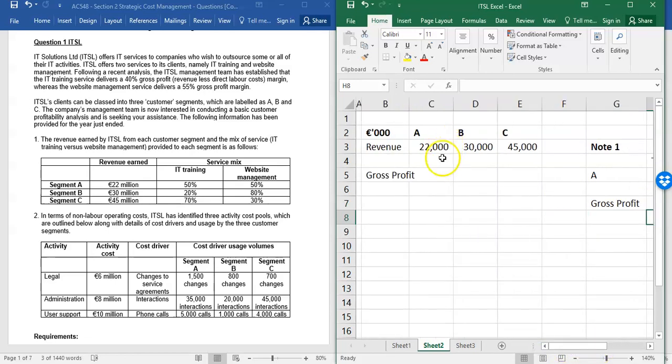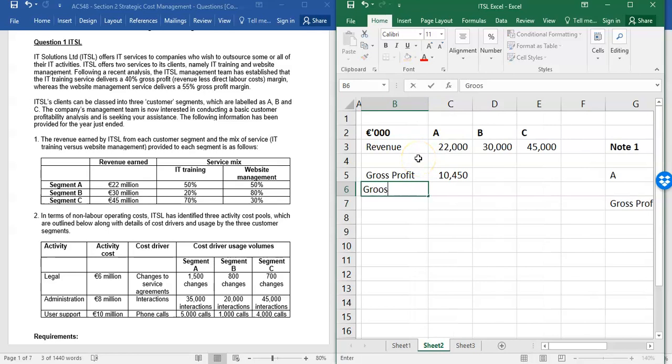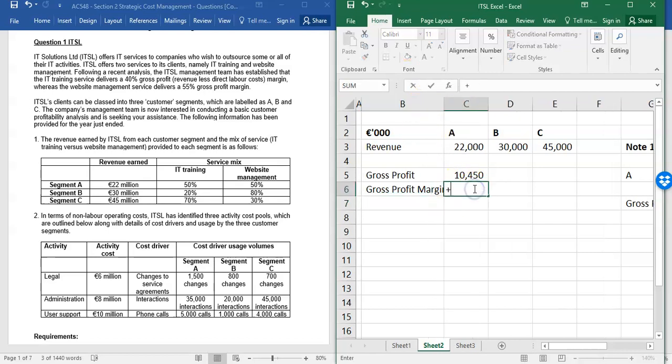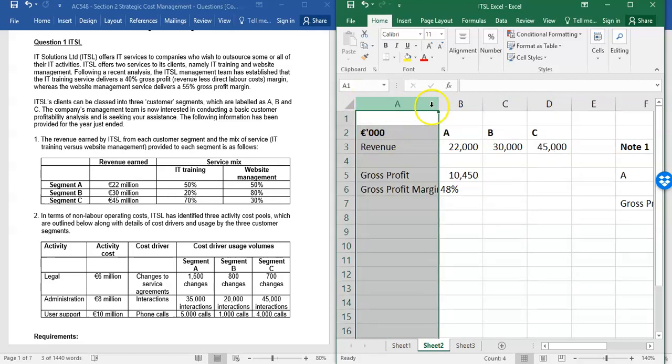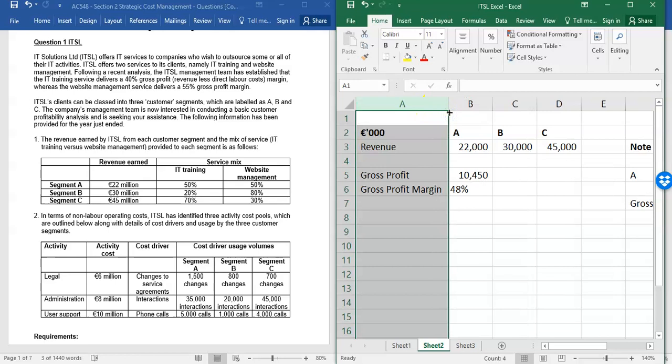And we just put in our segment A, 10,450, and they also ask you for the margin. So your gross profit margin. Margin is profit over revenue. So here it'll be 10,450 over the 22,000. And just to be careful in Excel, put that in percentages. So what we're saying there is the overall margin for segment A is 48%, or if you want to be more specific to one decimal, 47.5%.